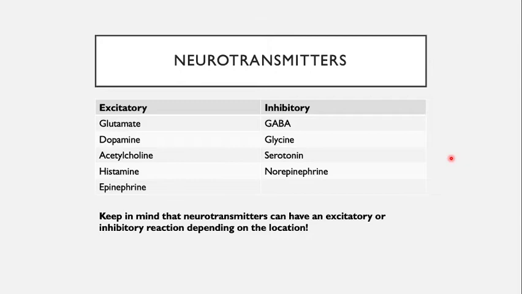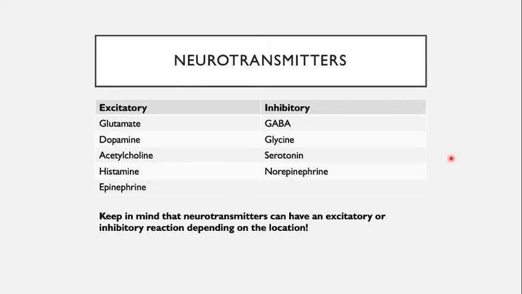Now, these are the most common neurotransmitters that you'll find. Glutamate, dopamine, acetylcholine, histamine, and epinephrine are on the excitatory end. And GABA, glycine, serotonin, and norepinephrine are on the inhibitory end. Now, let me give you a few examples of what these neurotransmitters are for.